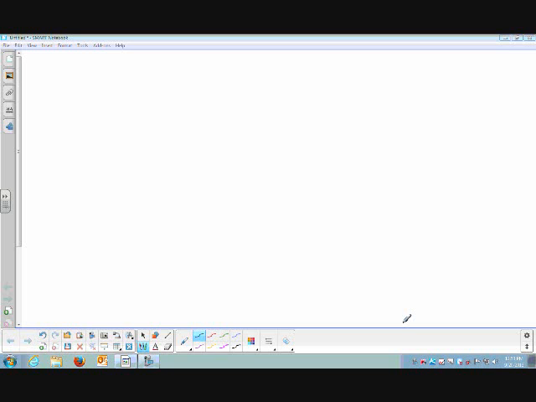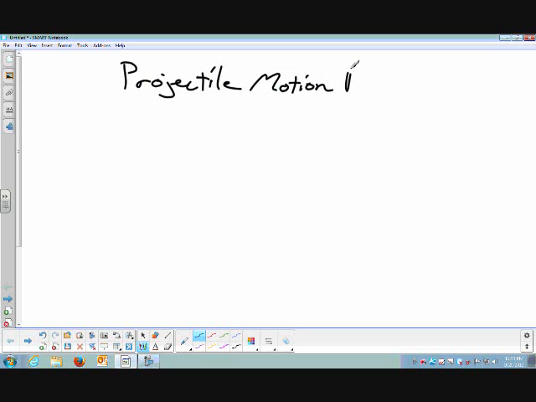What I kind of wanted to go over was some general rules on projectile motion. So let's just say projectile motion rules. Now, a little bit of clarification. I'm going to go ahead and say it. These are for the projectile motion problems that I have in my class.